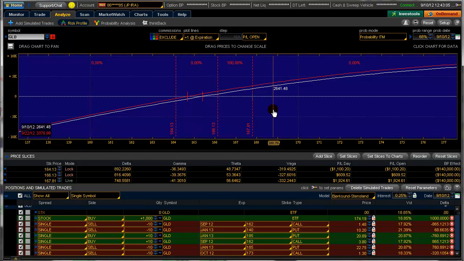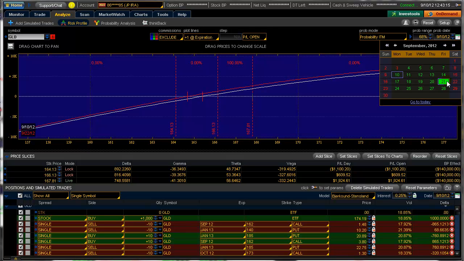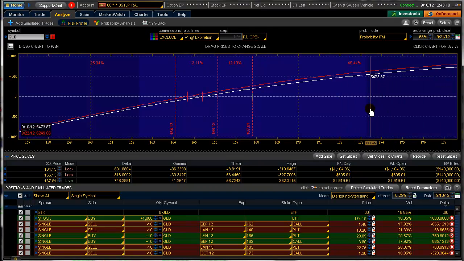Now, I was a little choppy on this. Okay, so the probability date is 9/10. Could change that to 9/21, but all it does is this highlighted blue, that's just giving you the probabilities of one standard deviation that the price is going to be within here between now and 9/21. So the price should move somewhere in here from a probability perspective.